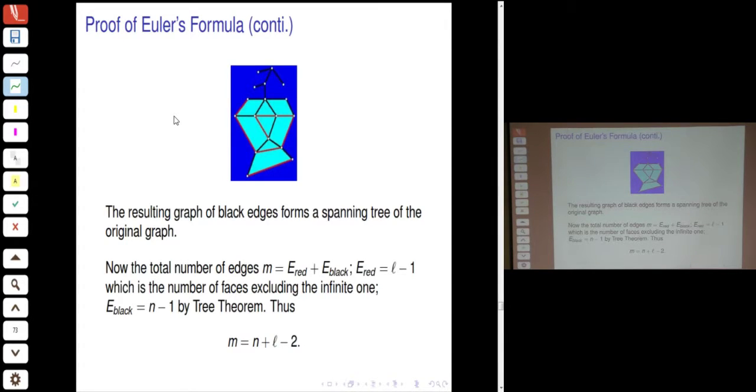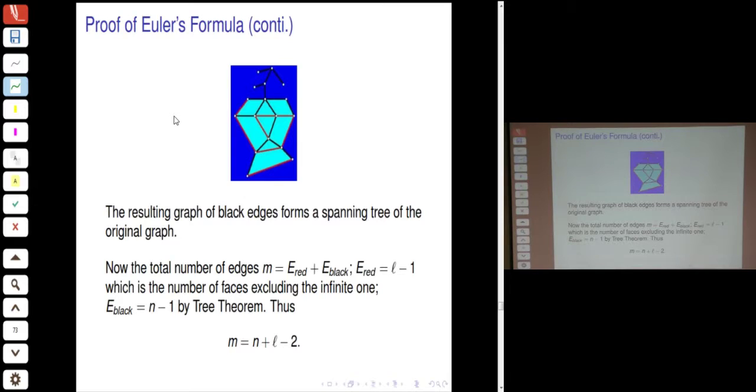Okay, so now what is the total number of edges of the graph? It's a sum of the red and the black, right? So M is E red, E for edge, the number of red edges, plus the number of black edges. Now, how many red edges? Well, we have a correspondence from the red edges with the faces, except the ocean. So the number of red edges is equal to the number of flooded areas, which is L minus 1, because L also includes the ocean. So that's why it's L minus 1.